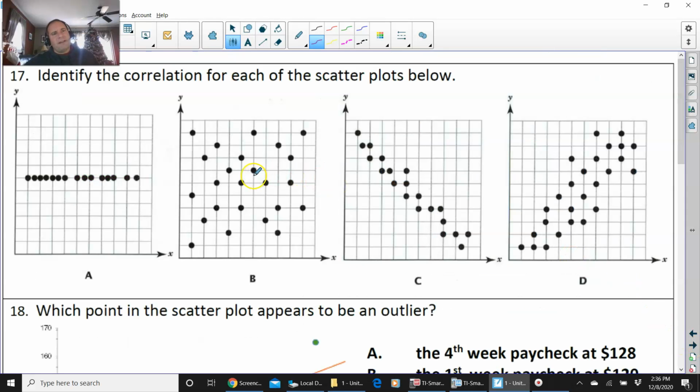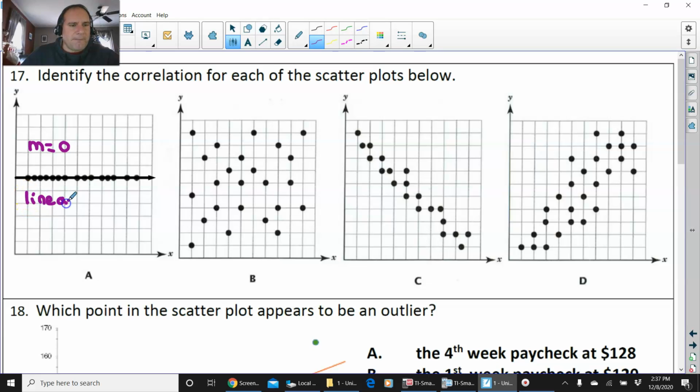17. Identify the correlation for each of the scatter plots below. So first, we're going to draw trend lines. So the trend line right now going across this way. So we're going to say right here for this one is that this is a horizontal line, the slope is 0. They didn't ask that, but the correlation, it is linear and strong. Right, the slope is 0.